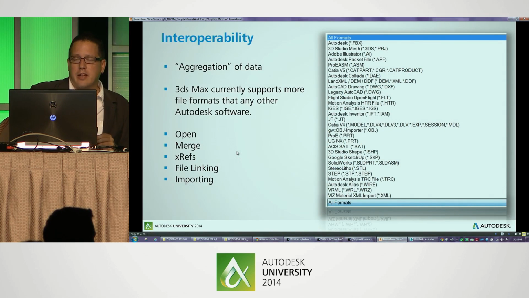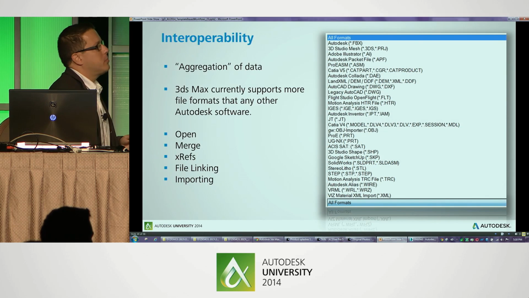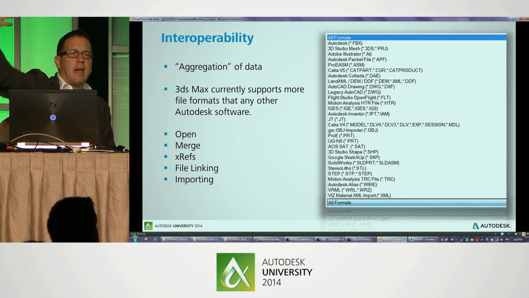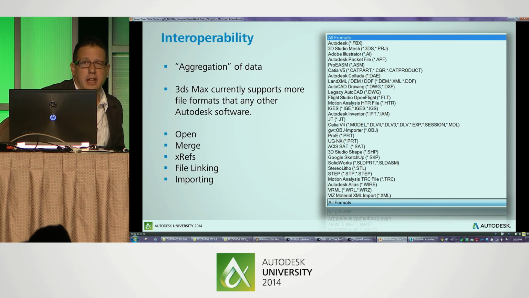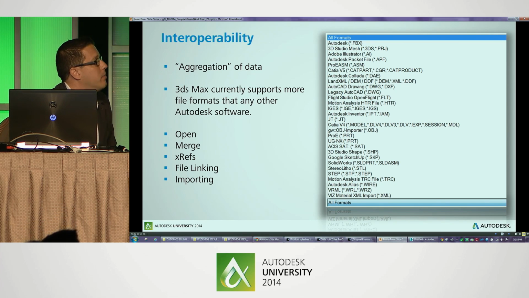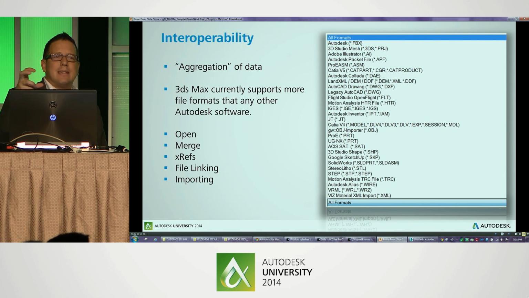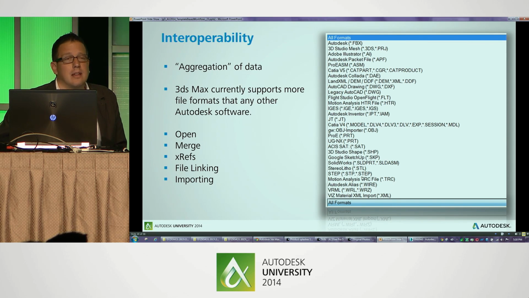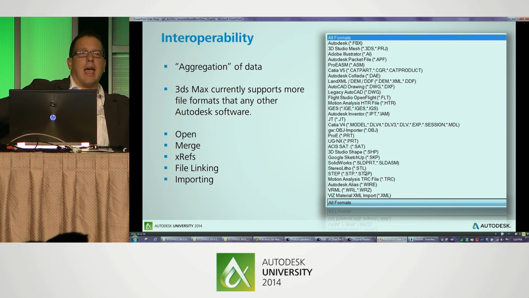Interop. The thing about interop is we use a big fancy 25-cent term here, the aggregation of data. That just means that Max currently supports more file formats than any product at the company, which we're very happy and proud of. There's a lot of different ways to bring in that data. The first three here, open, merge, and XRef, are all specific to the Max file format, native Max files. But as you can see with this list on the right, there are a lot of other ways to bring in stuff from other places. And that's this aggregation of data.